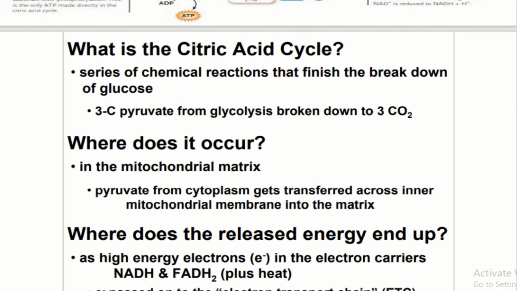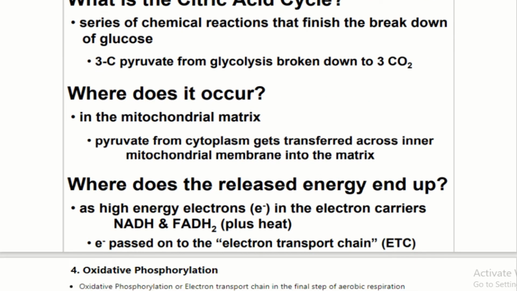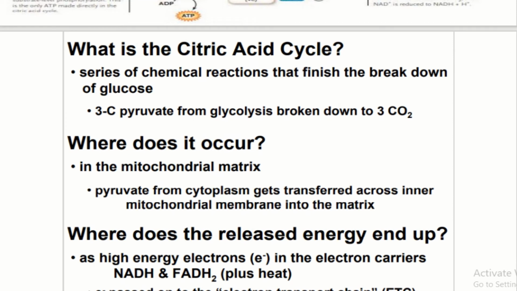What is the citric acid cycle? It is a series of chemical reactions that finishes the breakdown of glucose. The 3-carbon pyruvate from glycolysis is broken down to 3 carbon dioxide. Where does it occur? It occurs in the mitochondrial matrix. Pyruvate from the cytoplasm gets transferred across the inner mitochondrial membrane into the matrix.